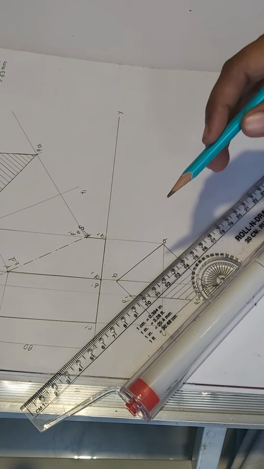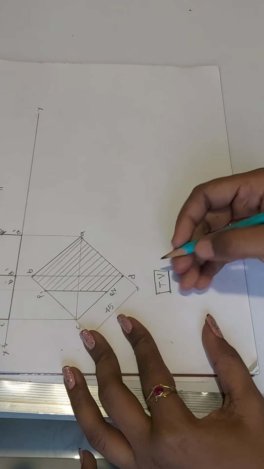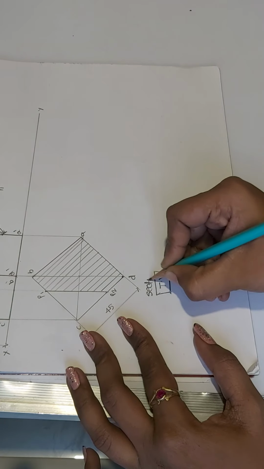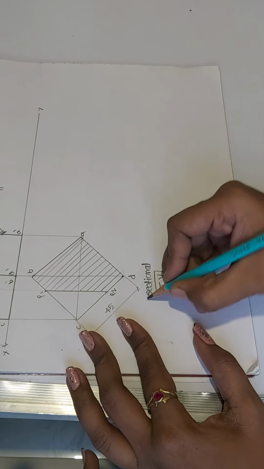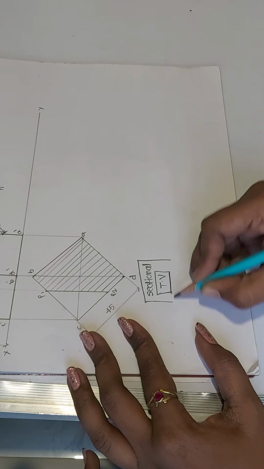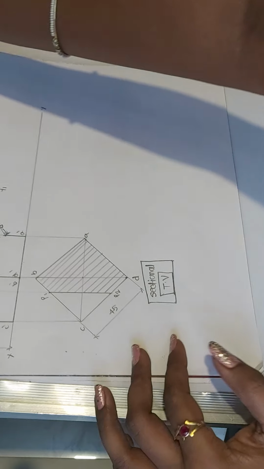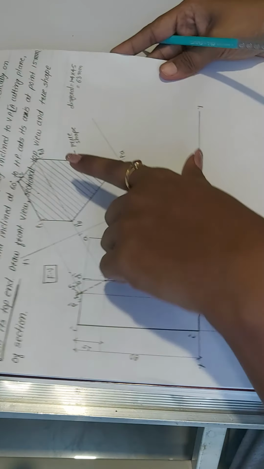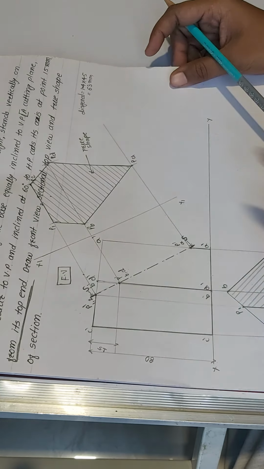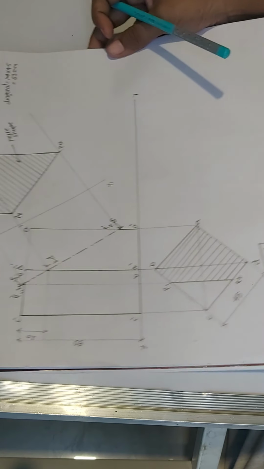Now this becomes your sectional top view, because we have drawn hatching lines on that particular view. So here is your sectional top view, here is the front view, and this one is your true shape. So in that way you can draw that particular question.